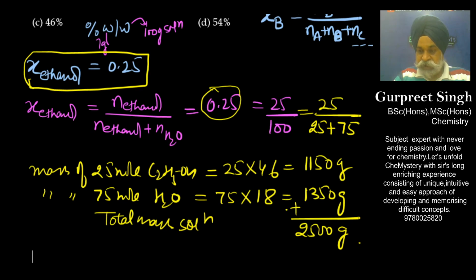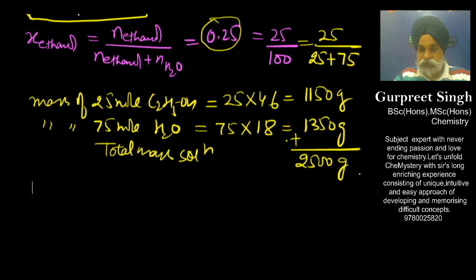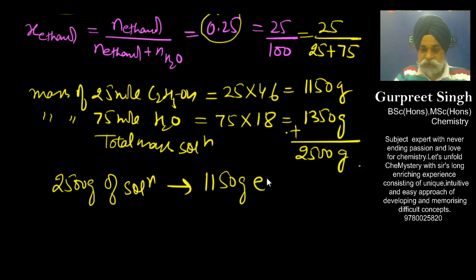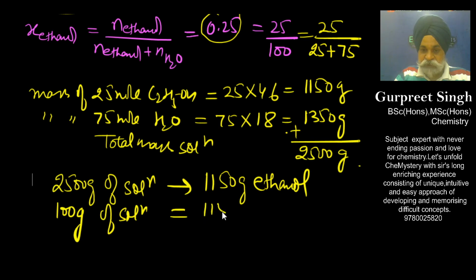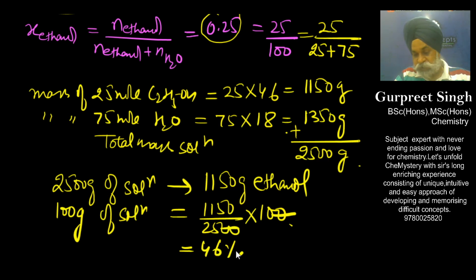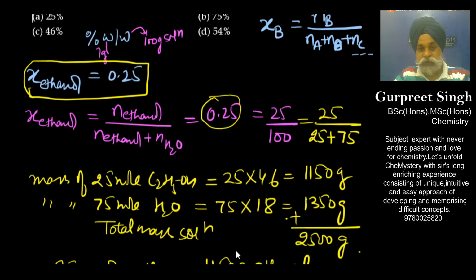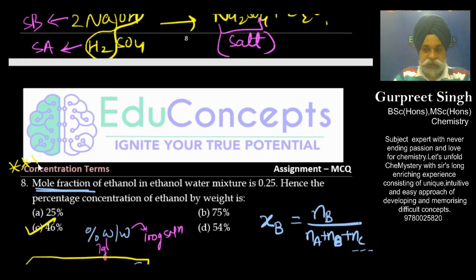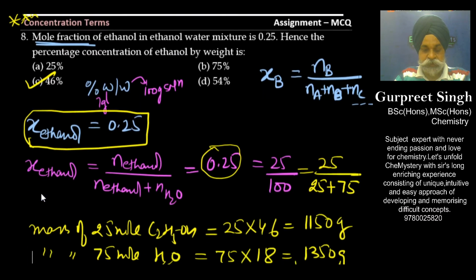Now what is basically asked: 2500 grams of this solution shall be containing 1150 grams of ethanol. Had this solution been of 100 grams, then what would be its mass? So it would be 1150 upon 2500 into 100. On solving, this comes out to be around 46%. I think they have given an answer close to 46. Yes, it is there. So I would also make it a star here. This also is an important question. Moving on to the next one.